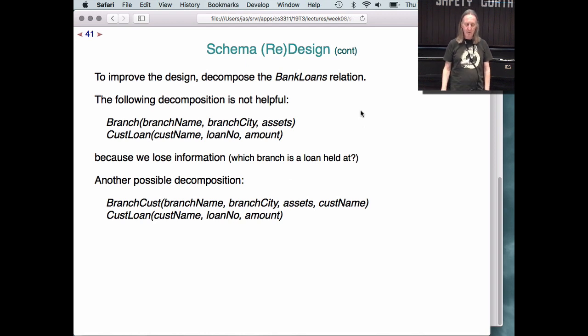What about this decomposition? So here you can see that we've kept a link. So the customer name appears in both tables. So in theory we can do a join of branch customer and customer loan, put them together, and hopefully we'll be able to reconstruct the original table.